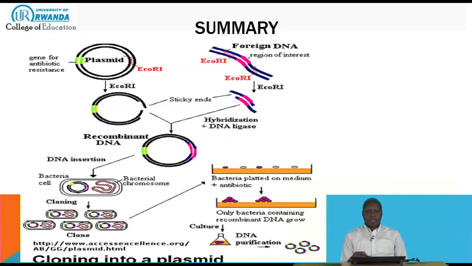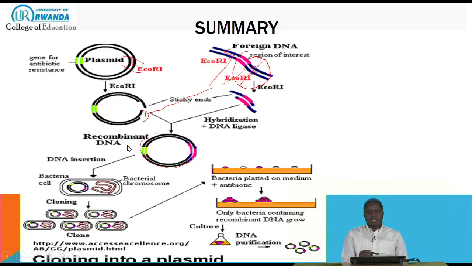As a summary, as I have said, you can isolate your gene of interest. You isolate it from a foreign DNA, from a wild type strain. Then you cut using restriction enzymes. Then you also cut your vector. A vector is a plasmid. After cutting, you insert this one into this one. You form what we call a recombinant.